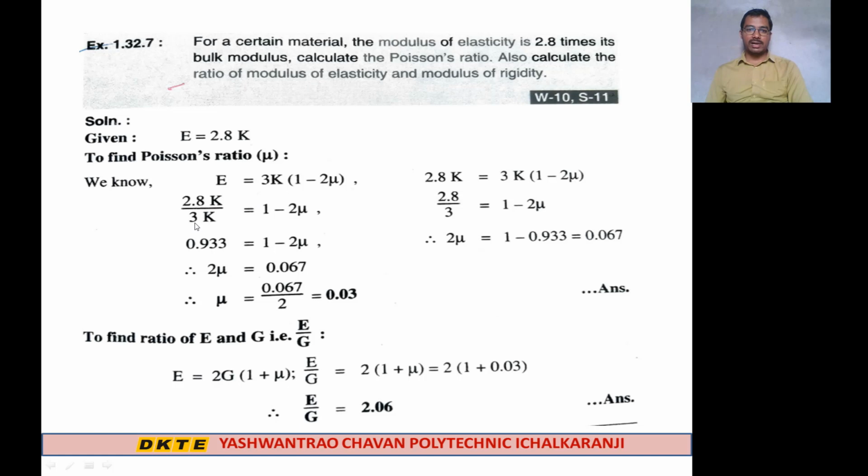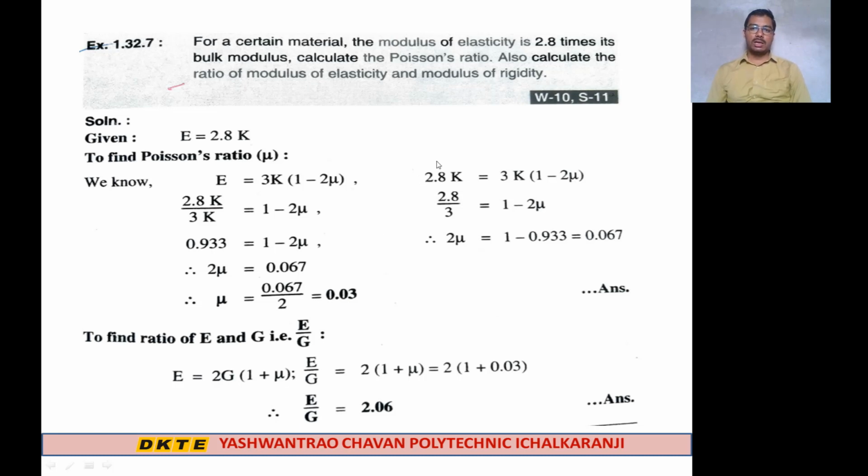If we take this to the left hand side, it will be divided by 3K. 2.8K divided by 3K is equal to 1 minus 2 mu. K gets cancelled, remains 2.8 divided by 3. This is 2.8 divided by 3 is equal to 1 minus 2 mu. After solving this equation, we will get the value of mu is equal to 0.03.